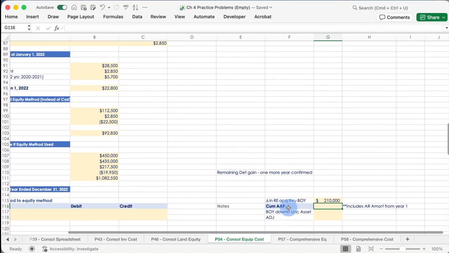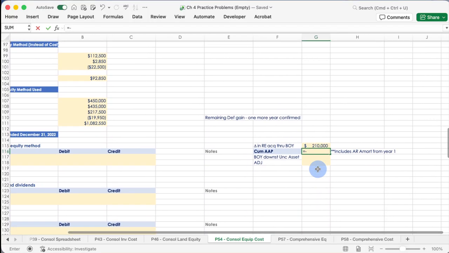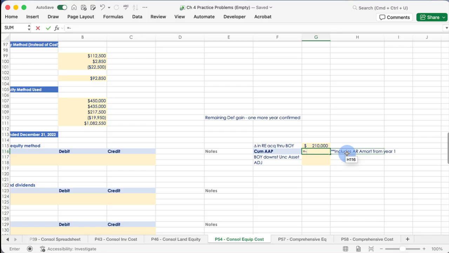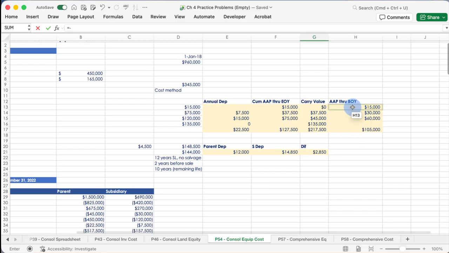Then we're going to subtract out the cumulative AAP, so I'm going to say equals negative, and I made this note that this also needs to include that accounts receivable amortization from year one. We did already include that up here, and so we can just grab this 105, and this is beginning of year. So that's part of why we went ahead and just did that right out the gate so that we had that number ready for us.